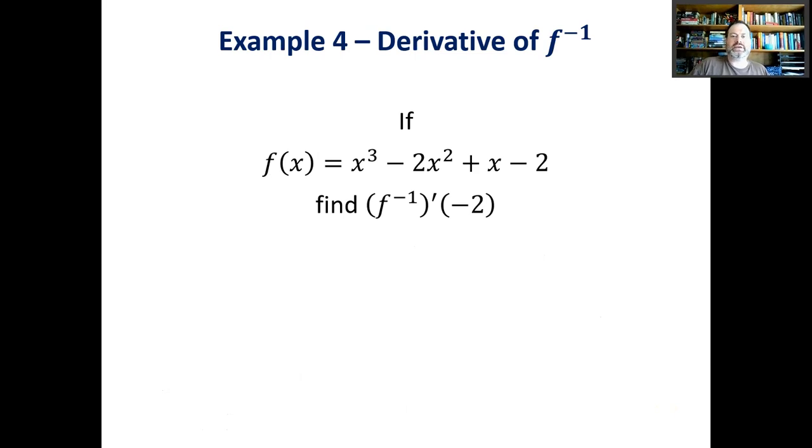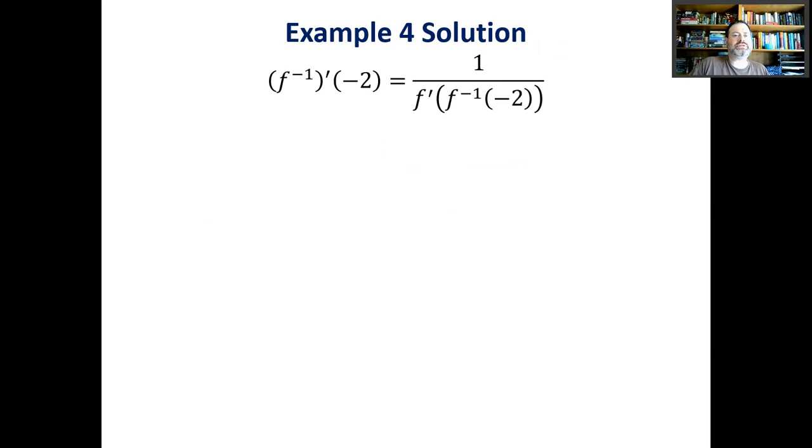All right, so look at what it's saying. If we have a function, find the derivative of the inverse at the point -2. You don't learn how to find the inverse of a function like this. It can be done, it's just horrible. But we don't need to, we can use the theorem.